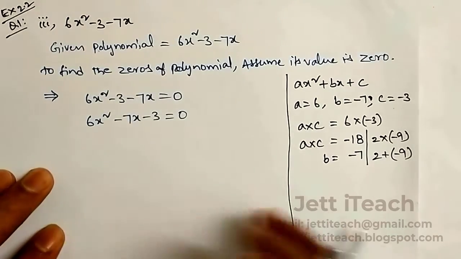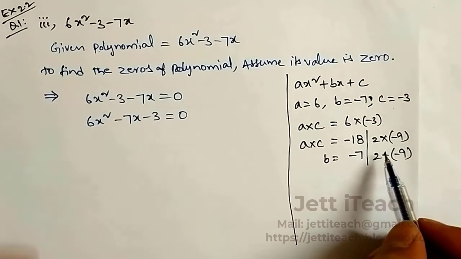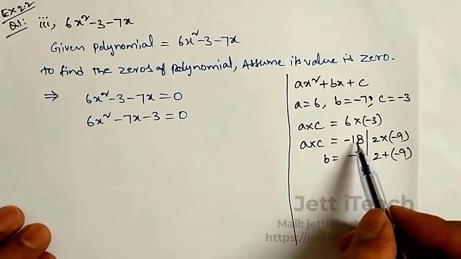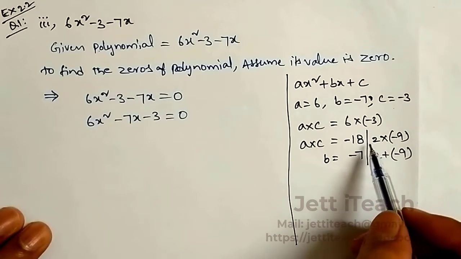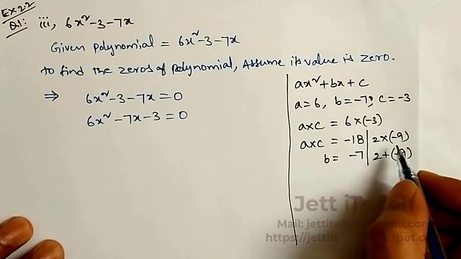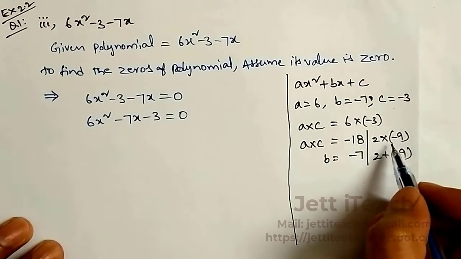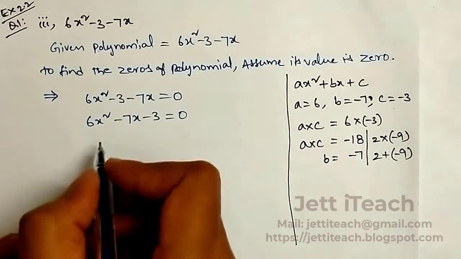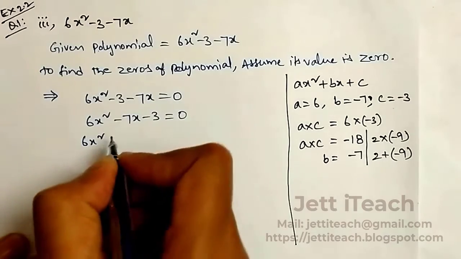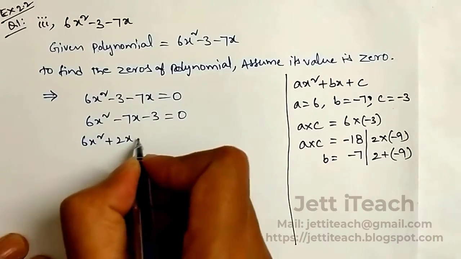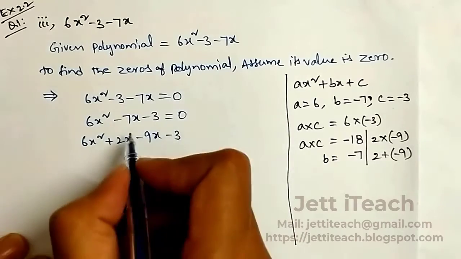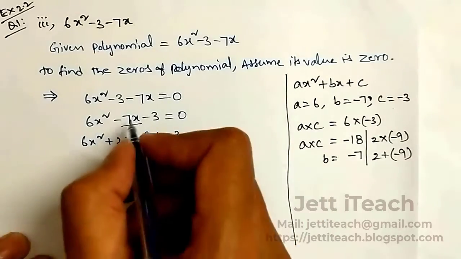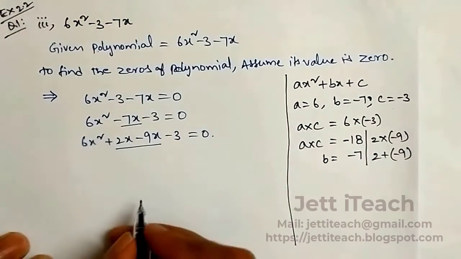If you don't know how to split it, try different factors of 18. Then you will come to know which factors give you minus 7. Now 6x square plus 2x minus 9x minus 3 equal to 0. This 7x becomes 2x minus 9x. Again it is equal to minus 7x, right?